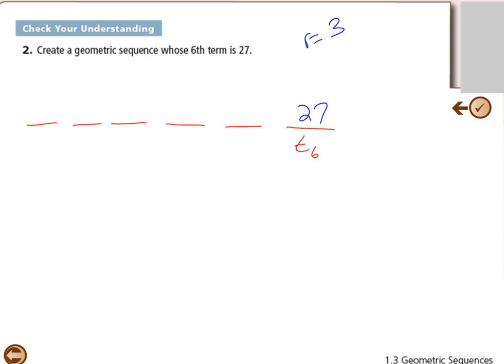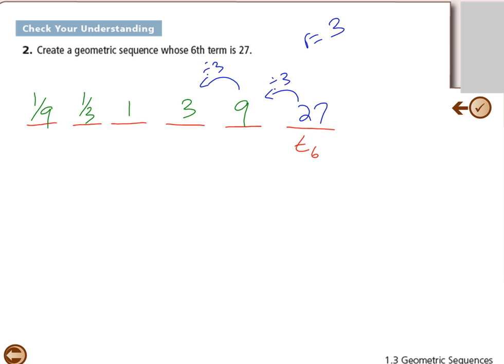So that means to go back, just divide it by 3, or 9. Go back again, divided by 3. That gives us 3. Divided by 3 again, 1. Divided by 3 again, 1/3. Divided by 3 again, 1/9. Hey, perfect. There's a nice sequence.